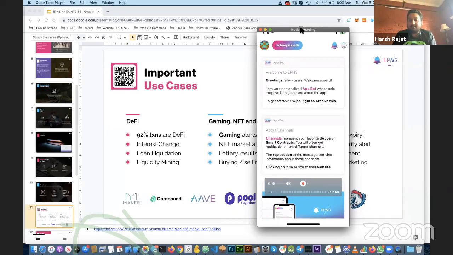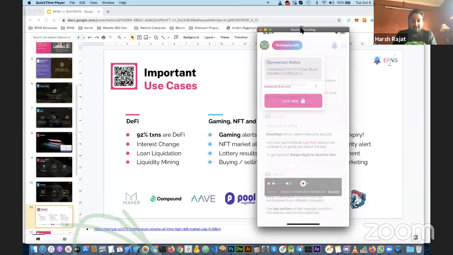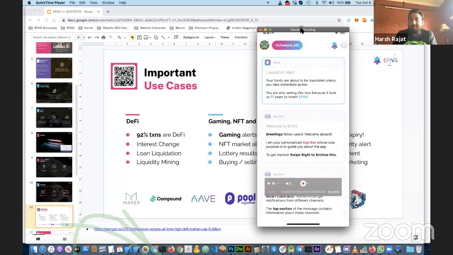For any one of you who have interacted with a Web3 app or with a smart contract or with Aave or Uniswap, here is what we can do to make it easier. And this is a funny example. Aave is sending a liquidation alert to the wallet address. But before EPNS, this was actually not the case.